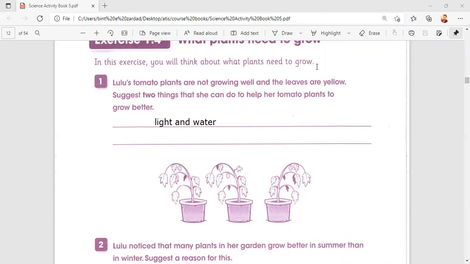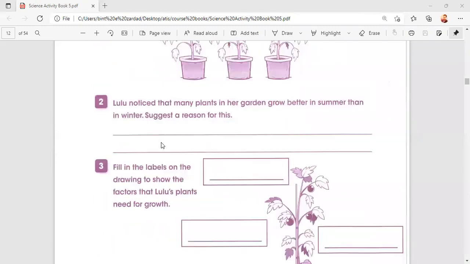Question number 2. Lulu noticed that many plants in her garden grow better in summer than in winter. Suggest a reason for this. Obviously, in winter it's cold.